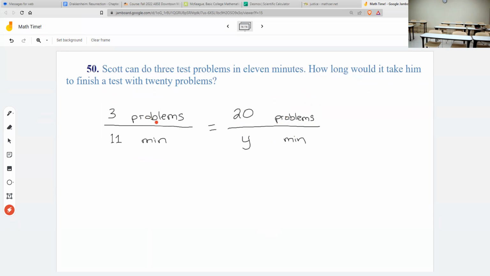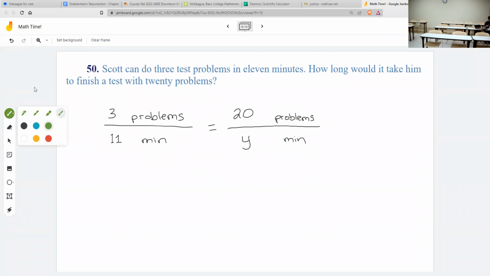It doesn't matter if we've got problems on top or minutes on top. For whichever way we do it, we need to keep the words the same. If it's problems on top on the first one, it has to stay problems on top. If it's minutes on bottom, it has to stay minutes on bottom. Now that our setup is done, we do this cross multiplying thing.